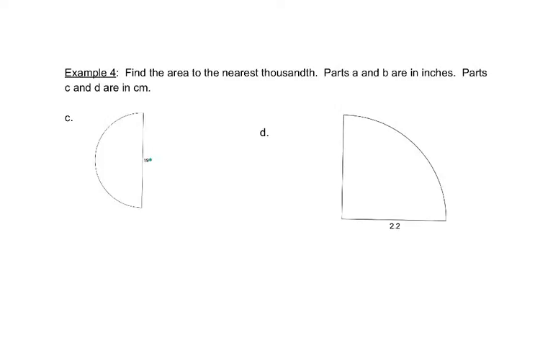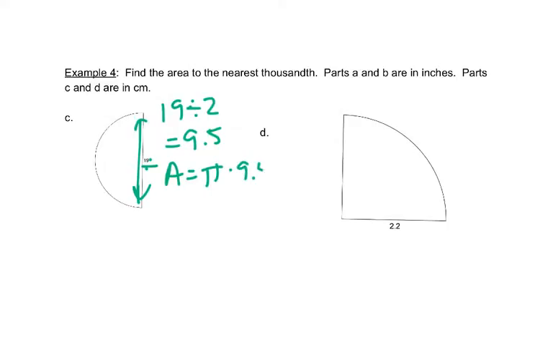Okay, so here, this 19 goes all the way across the circle. So we need to take 19 and divide by 2. And then we can find our area. So we have pi times 9.5 squared. And that gives us 283.5287.